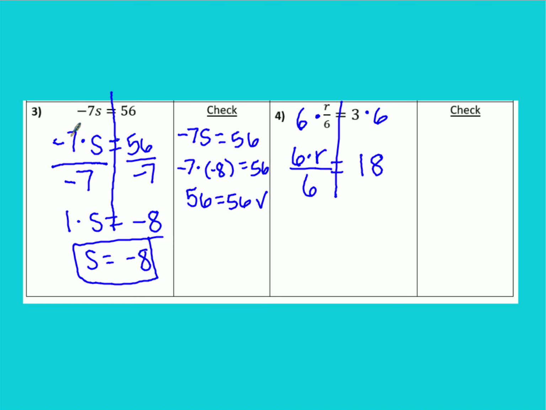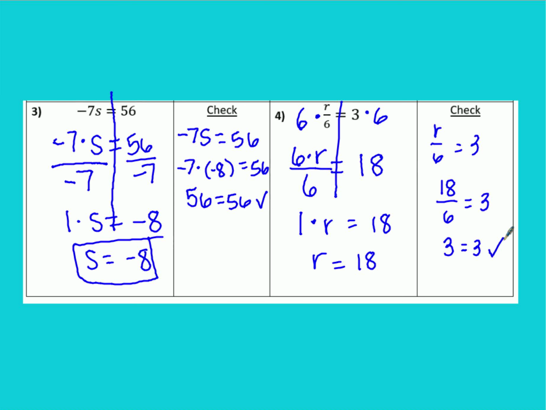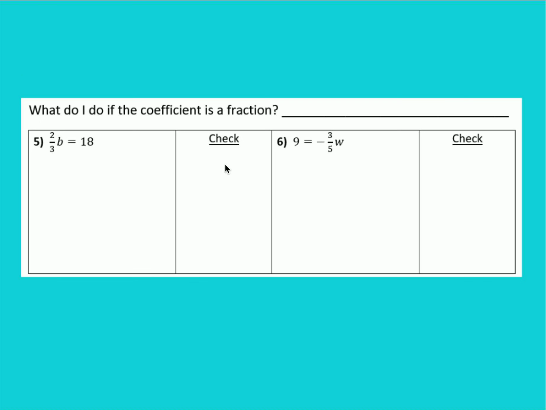And now this looks like what we started with over here. 6 divided by 6 is just 1. That's 1 times r equals 18, which means r should equal 18. So let's go and check that. If I have r over 6 equals 3, if I plug in 18 where r is and I divide that by 6, 18 divided by 6 is 3, so 3 equals 3 is a true statement, and r equals 18 is our correct answer there. So you're always just looking to see how can you get that variable by itself and do the inverse operation to get you there. So there's some what ifs here.